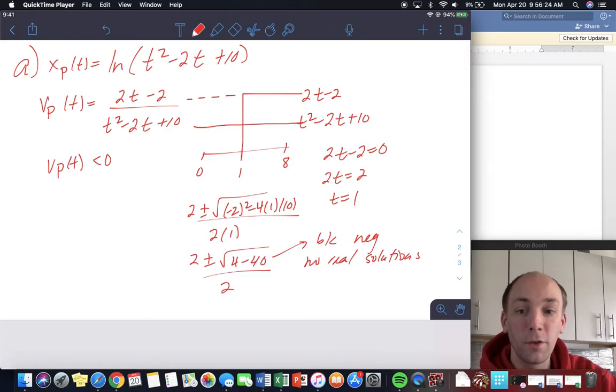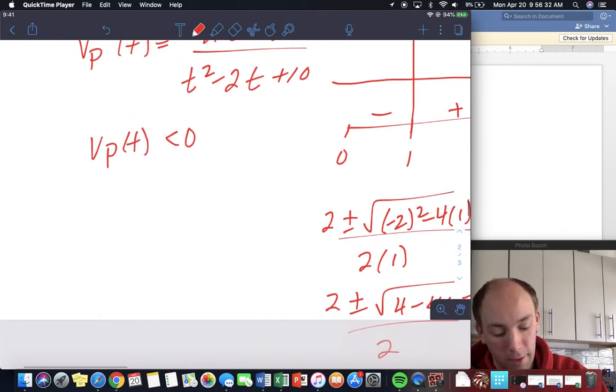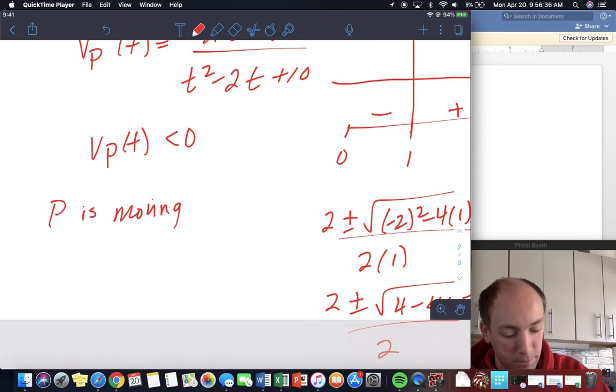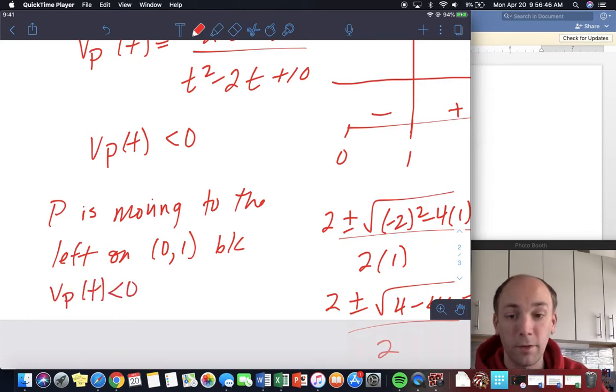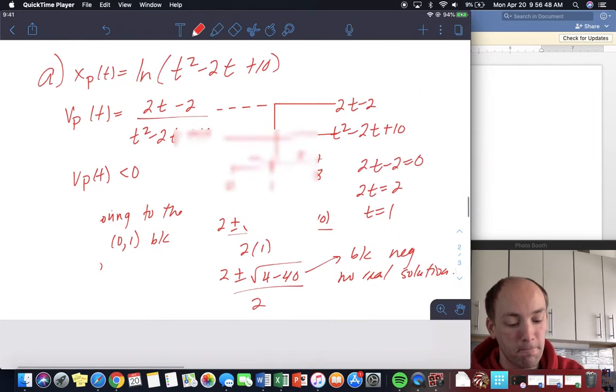All right, so my velocity is negative between 0 and 1. It's positive between 1 and 8. So the particle P is moving to the left on 0 to 1 because the velocity of P is less than 0.